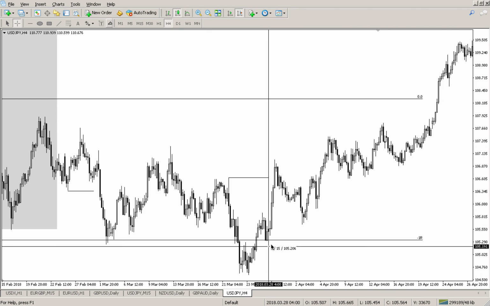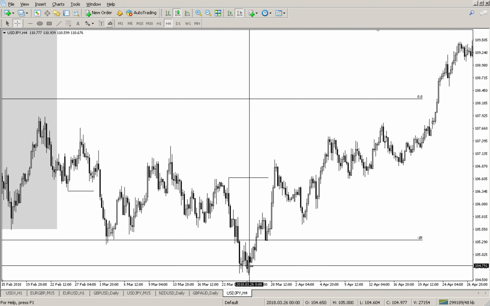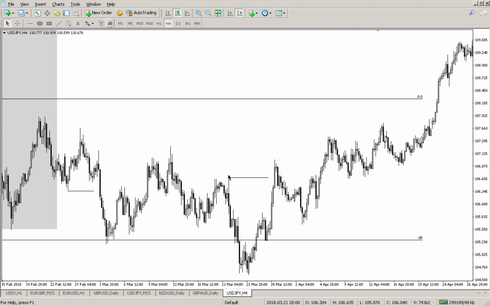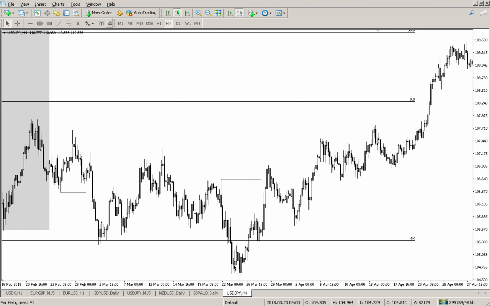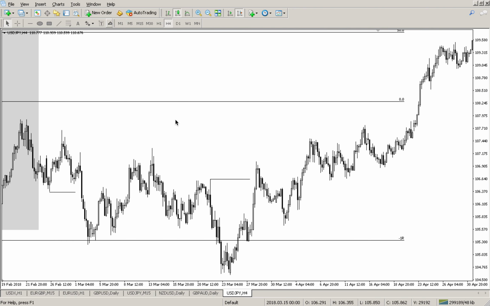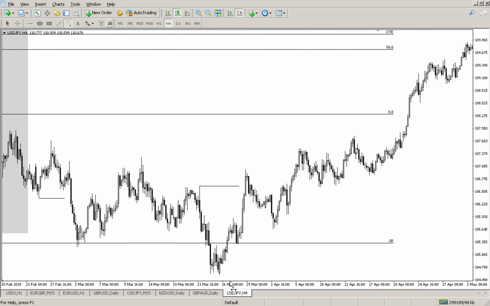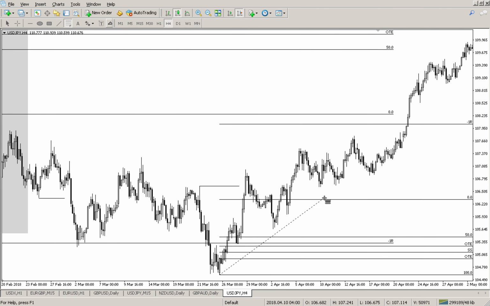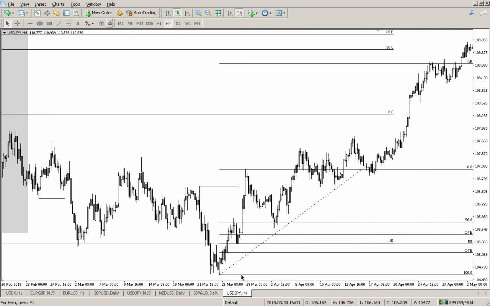Now, in this situation, what did we get? We got a break above that structure high, and then what did we get here? So price formed an intermediate low right here, guys. Okay, so when we are drawing our Fibonacci levels, first of all, we want to be drawing it from the most obvious structure lows and the most obvious structure highs.